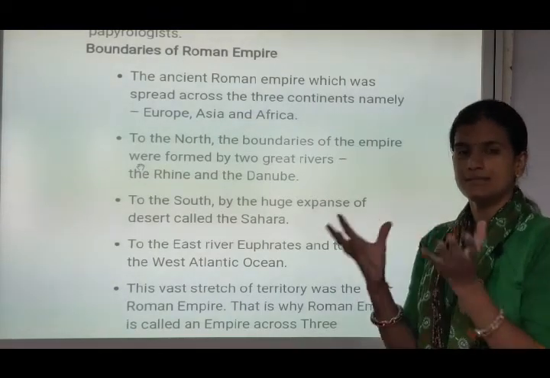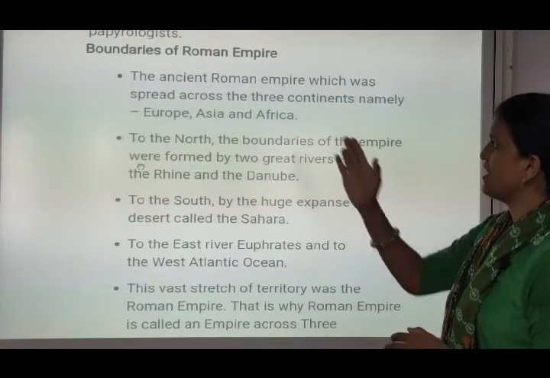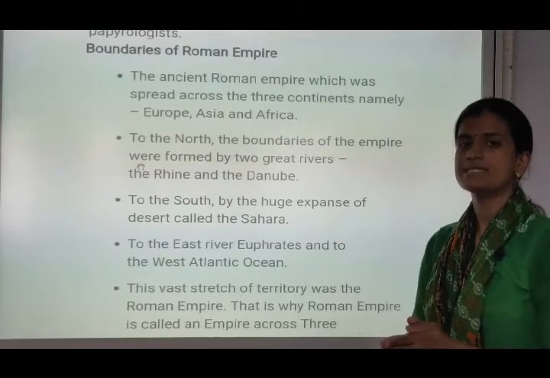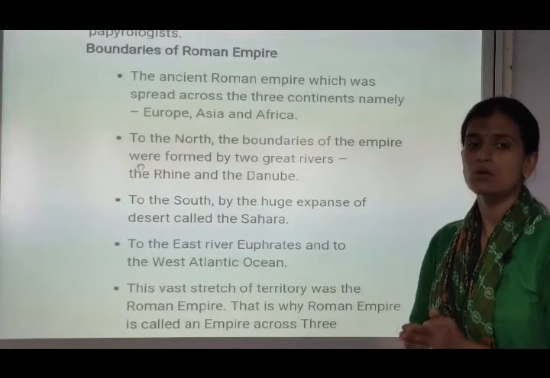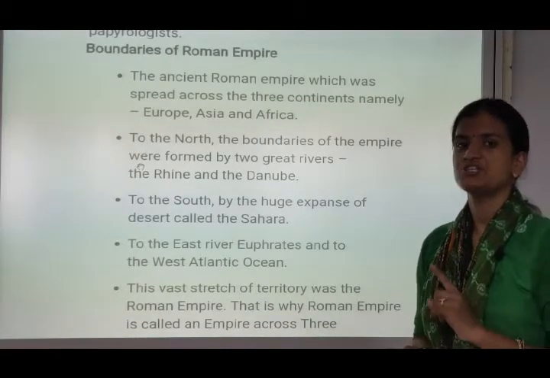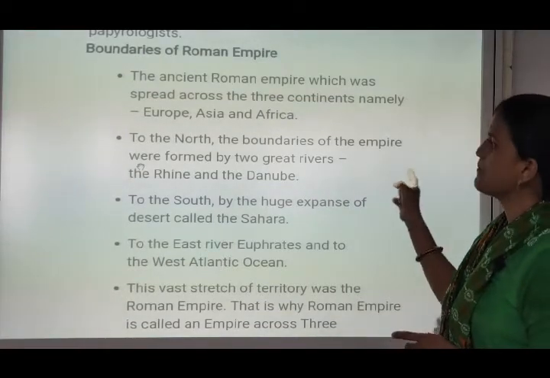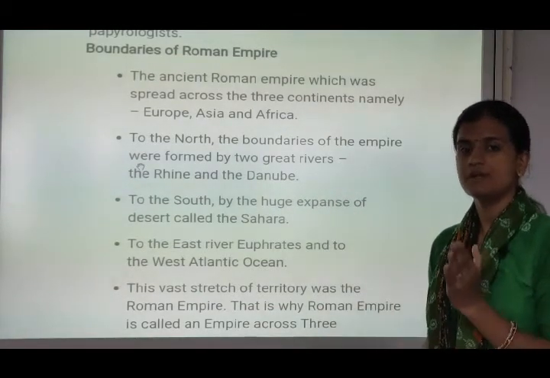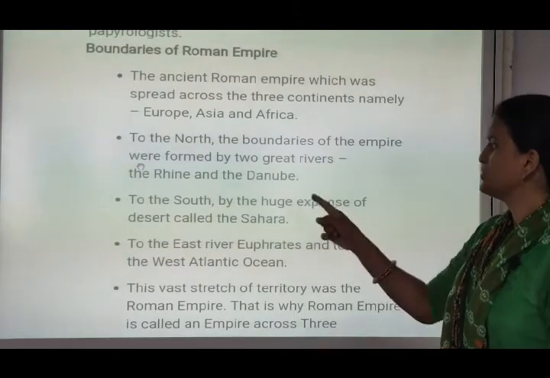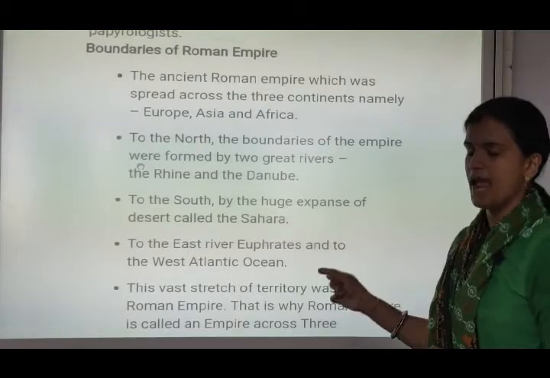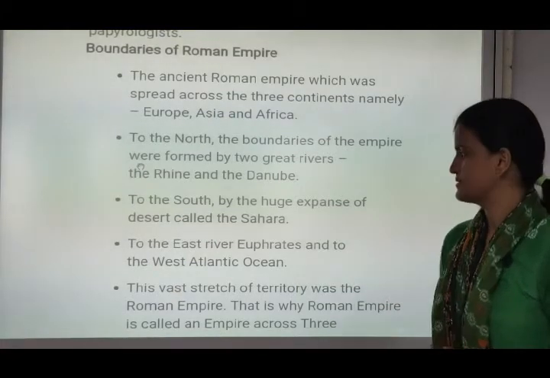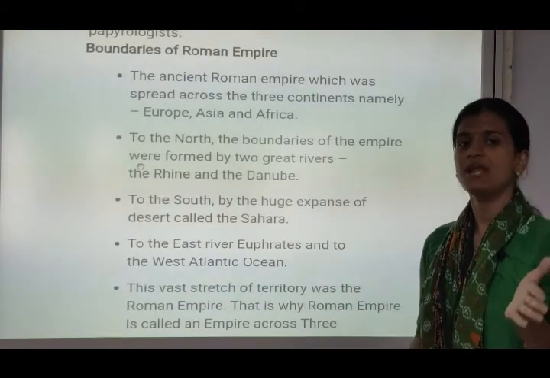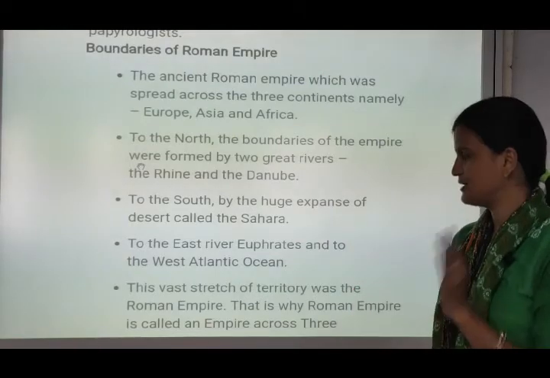What bounded the Roman Empire? The ancient Roman Empire was spread across three continents, namely Europe, Asia and Africa. To the north, the boundaries of the empire were formed by two great rivers, the Rhine and the Danube. To the south, by the huge expanse of desert called the Sahara. To the east, the river Euphrates, and to the west, the Atlantic Ocean.